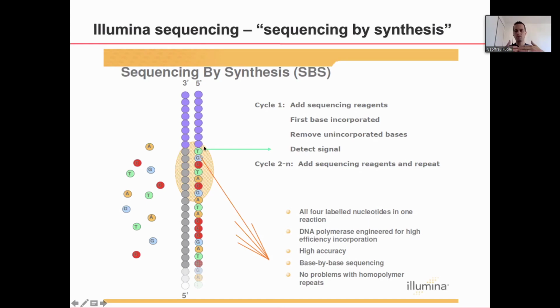So we add a T, or we add the next base, we wash it off, take a picture, and then we add the next base, take a picture, and so on and so forth. And so we basically have a picture for each one of these as they elongate. Does that make sense? So we're really doing base by base sequencing here, and we use the terminator sequences here to get at that.